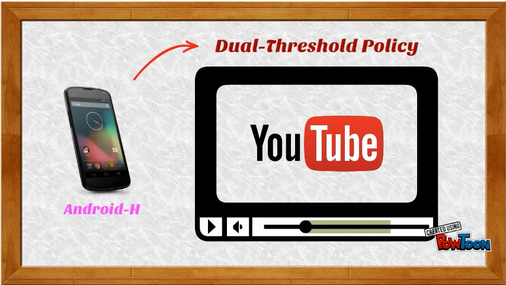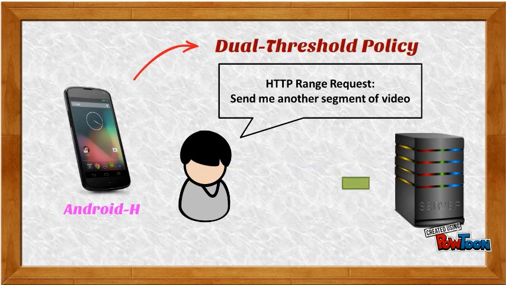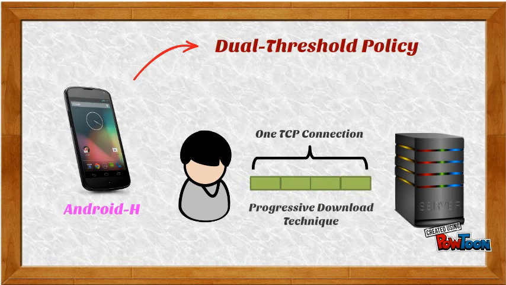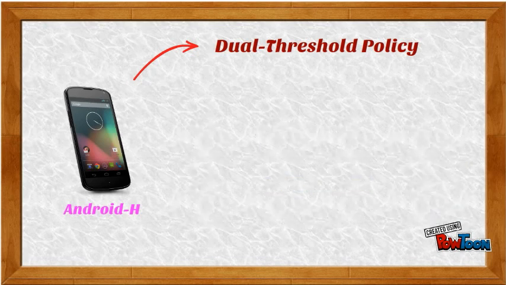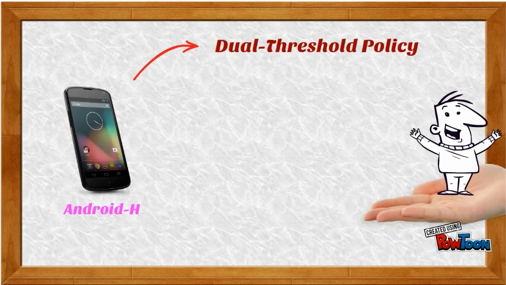When that segment of video is left with 30 to 40 seconds of video time, another TCP connection will be established to request for the next segment of video time via HTTP range request message. In each TCP connection, the progressive download technique is being employed. Having such a strategy avoids wasting data if the user will not watch the entire video.